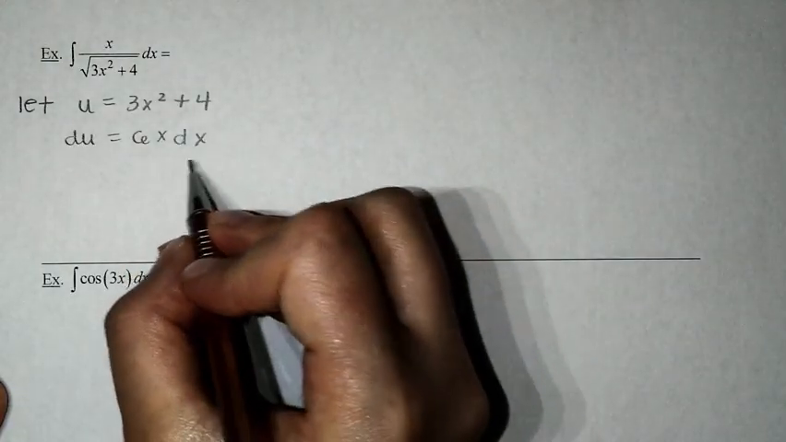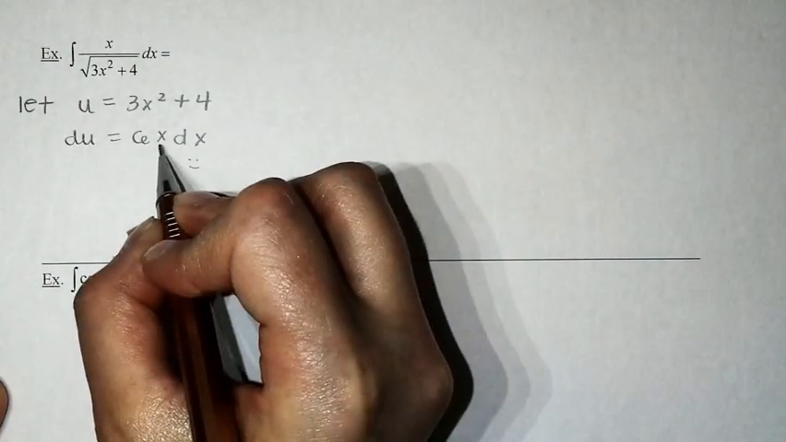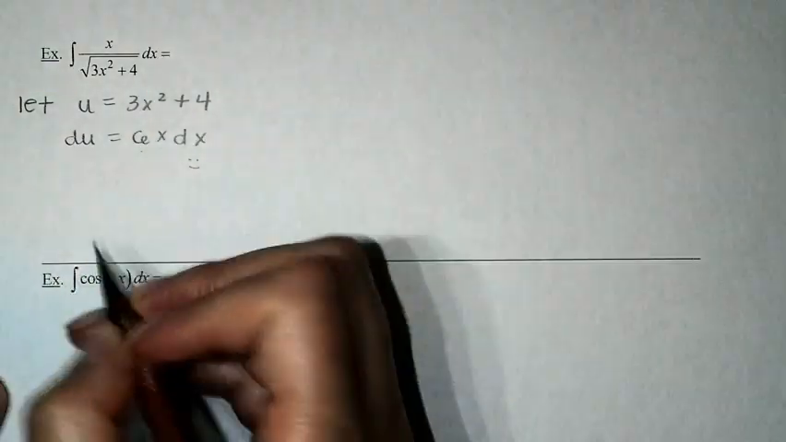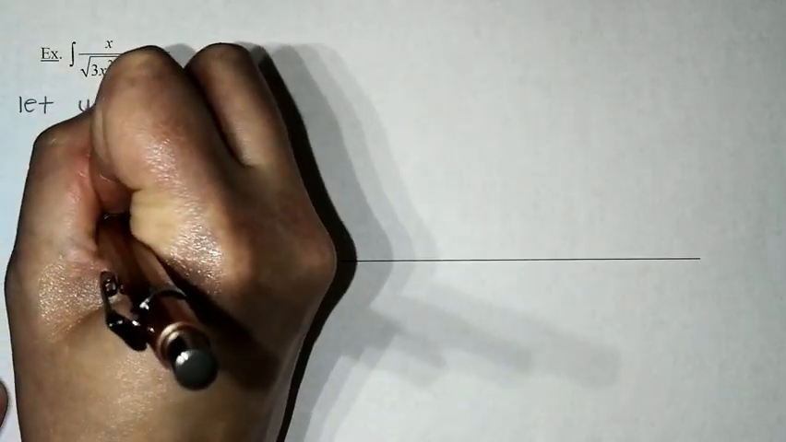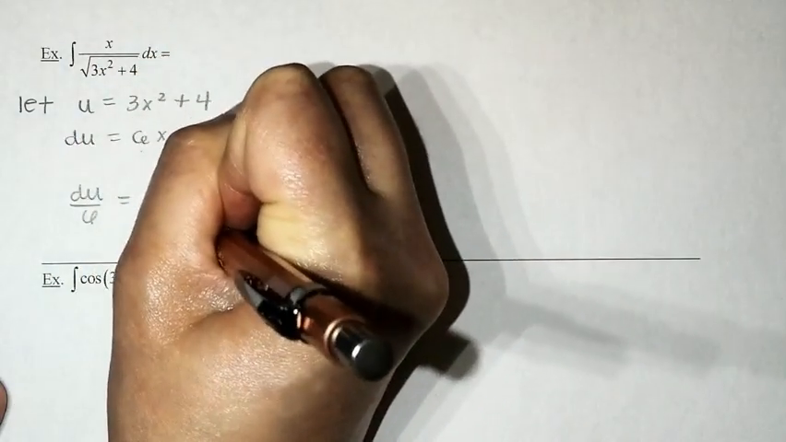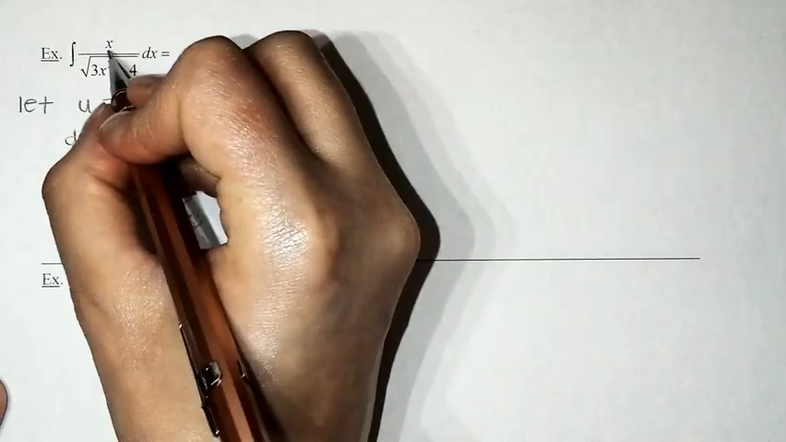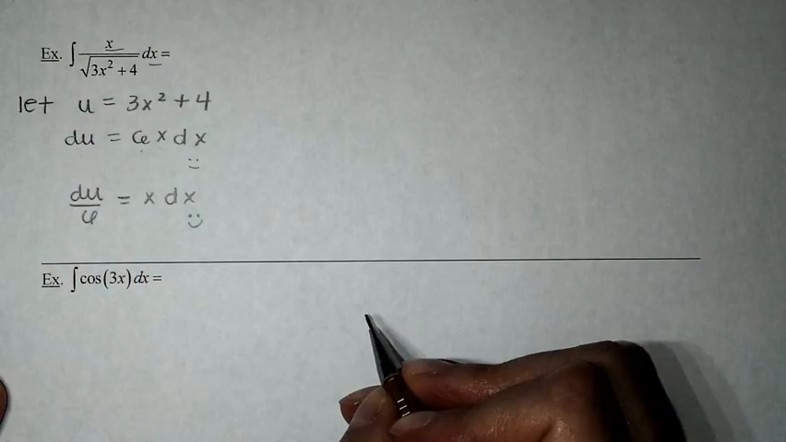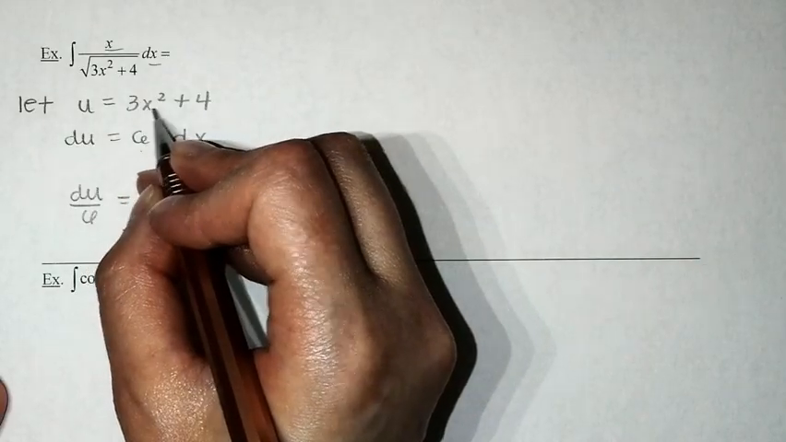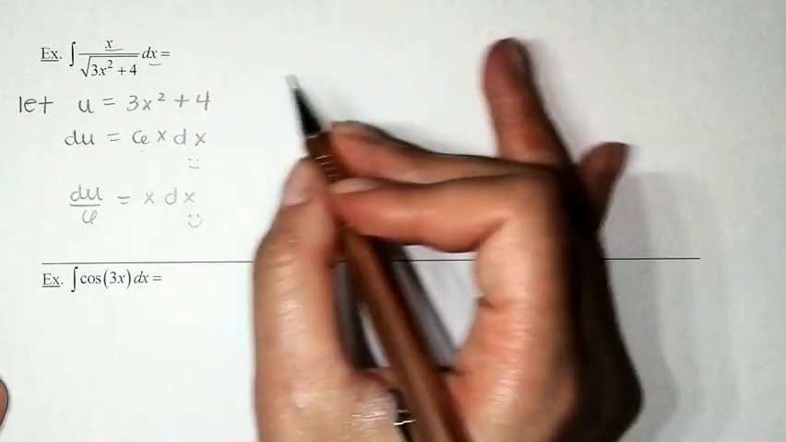Now you're very happy here, because you can see the x and the dx, but the 6 is not there. So what are we going to do? Like in the previous examples, we're going to divide both sides by 6. So you have this, and this is exactly what we have here and here. Do you agree with that? Now please remember that u is going to be equal to 3x squared plus 4. So let's replace all the stuff here.